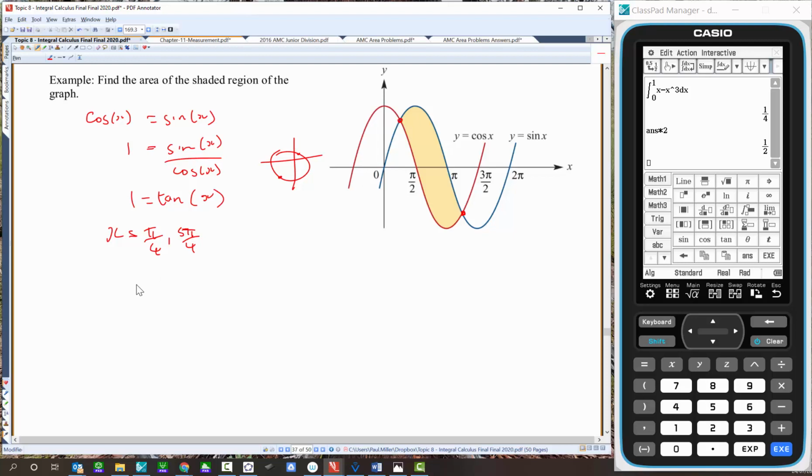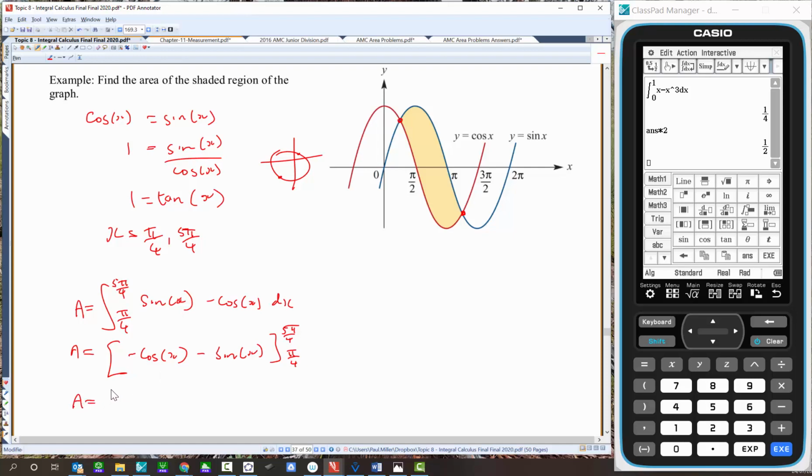All right, so that's important now because that gives us the terminals for our integral. Okay, so area equals the integral from pi on 4 to 5 pi on 4. Now, our top function is the blue, which is sine x. Take away cosine x dx. All right, now sine x becomes negative cosine x, and cosine x will become sine x, so negative sine x, between 5 pi on 4 and pi on 4.